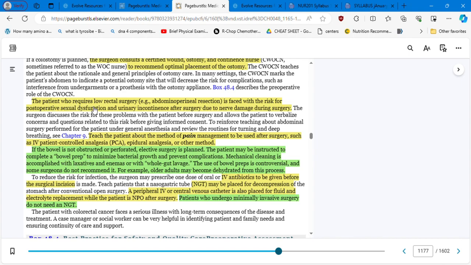The patient who requires low rectal surgery, the abdominal perineal resection, where we remove the sigmoid, the rectum, and the anus, is faced with the risk for postoperative sexual dysfunction and urinary incontinence after surgery due to nerve damage during surgery. Yes. Teach the patient about the method of pain management to be used after surgery, such as IV patient-controlled analgesia, epidural analgesia, or other method. If the bowel is not obstructed or perforated, elective surgery is planned.